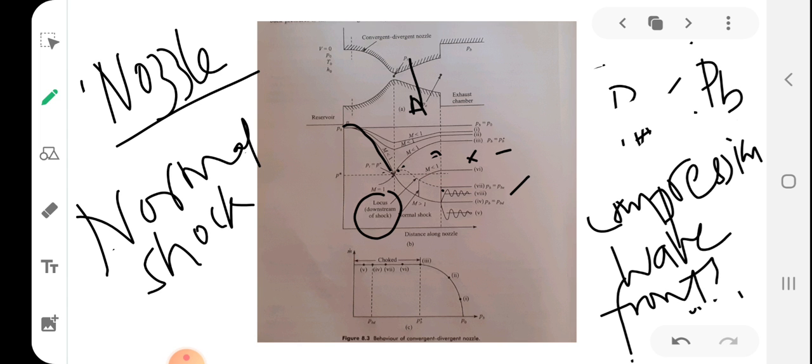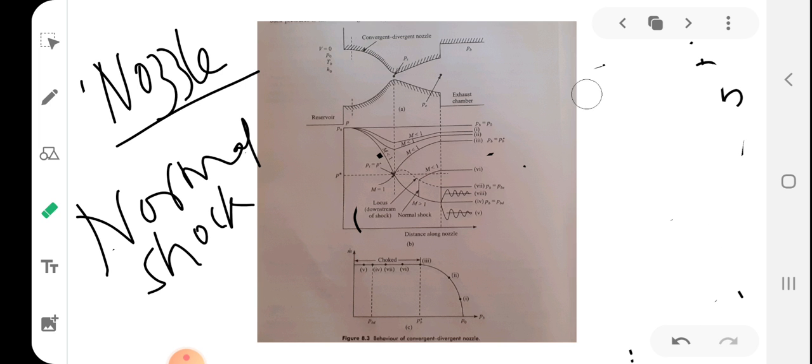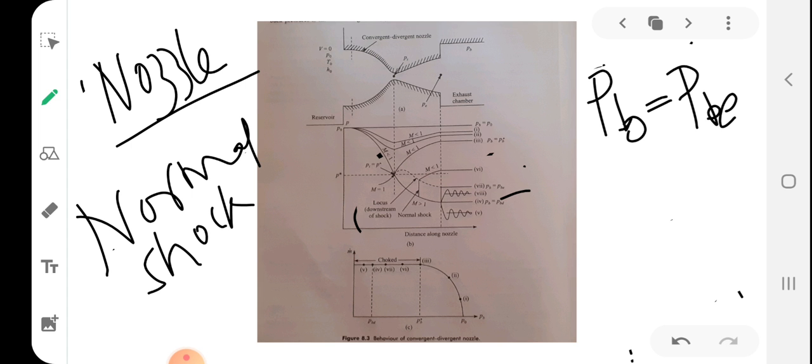So suppose I am taking a pressure here, means the flow occurs like this, and at this particular section the normal shock occurs, and pressure varies like this. And if you continue decreasing PB up to a value called PBE, very important, if you continue decreasing PB such that PB is equal to PBE, you can see here PBE. At PBE, the normal shock occurs at the exit plane.